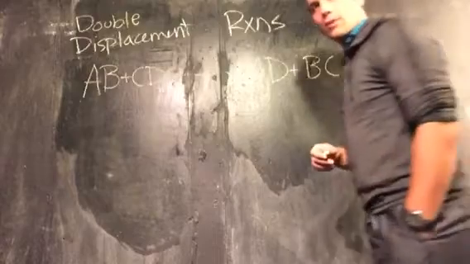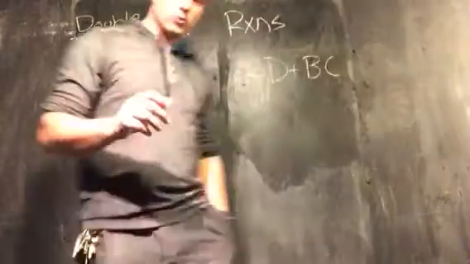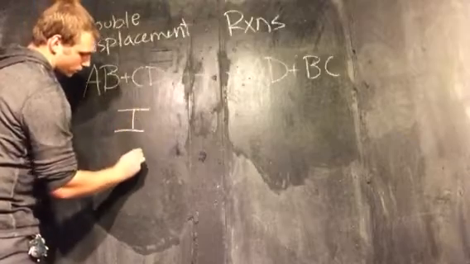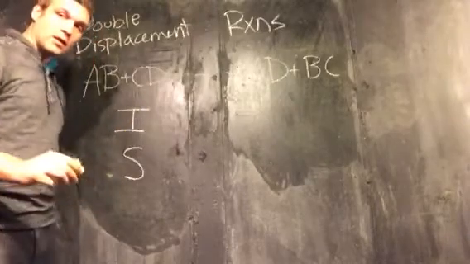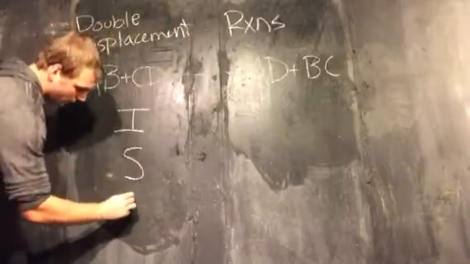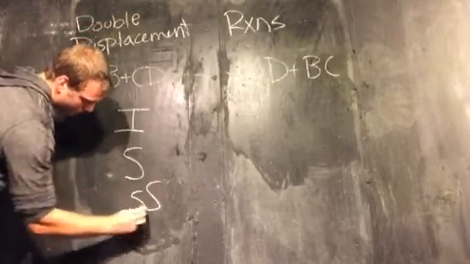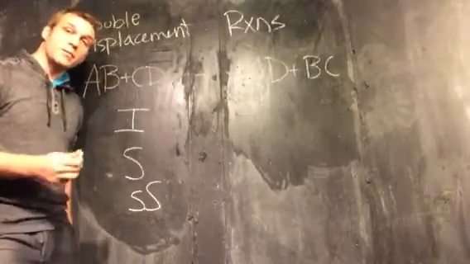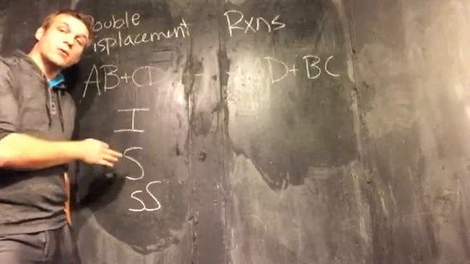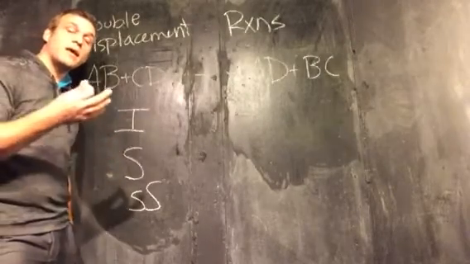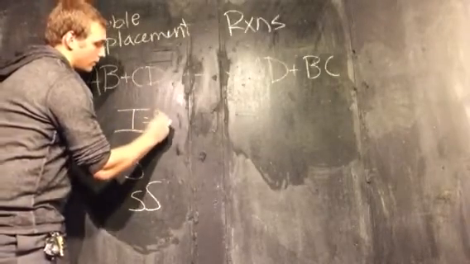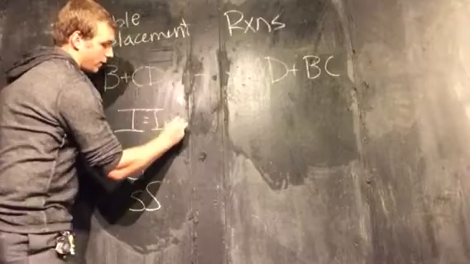A couple things you need to know about your table. There's two letters on your table. There's an I, an S. There's actually another one. Lowercase s and big S. I means insoluble. Insoluble means that it forms a precipitate. Let me write that down. I'll write down what it is first. Insoluble.